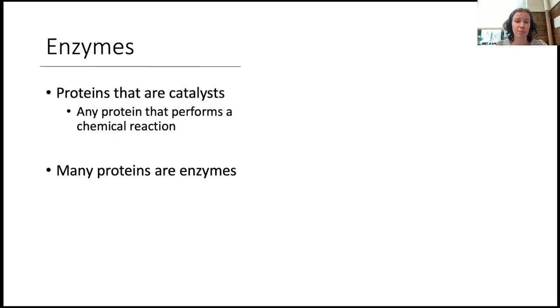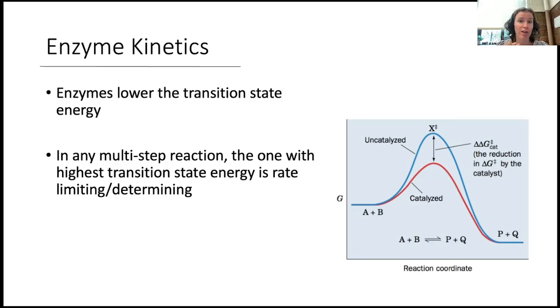So what are enzymes? Enzymes are proteins that are catalysts, so proteins that do chemistry. So many proteins are catalysts, right? And they are absolutely necessary to our lives because enzymes behave as catalysts and lower the transition energy of most reactions happening in our body. Without these enzymes, most likely these reactions would not be happening.